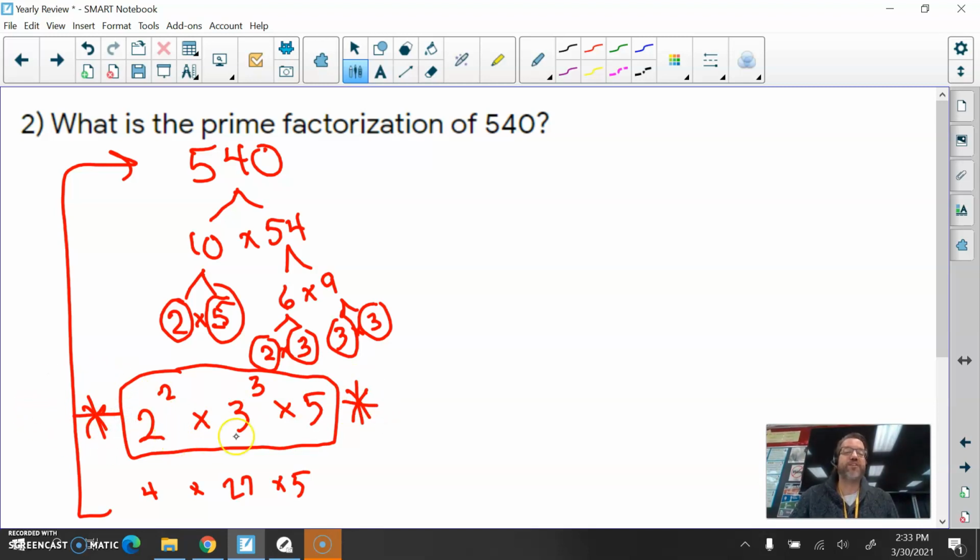By the way, the prime factorization has prime numbers. If you look through the answer choices on number 2, you're going to see some that have numbers that aren't prime. And so you know you can eliminate them right away.